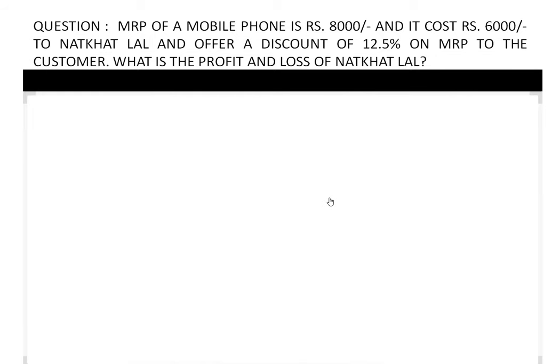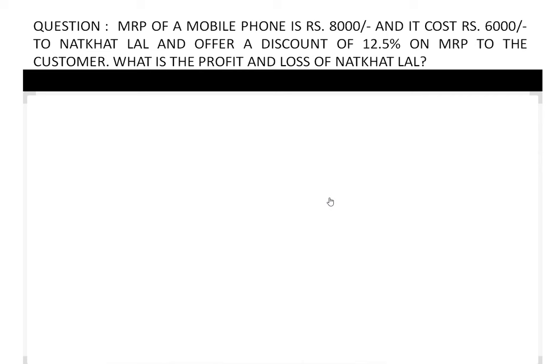Here the MRP of a mobile phone is rupees 8,000 and it cost rupees 6,000 to Natkhat Lal, and Natkhat Lal offers a discount of 12.5% on MRP to the customer. What is the profit or loss of Natkhat Lal? So here basically the MRP of that mobile phone is given. The shopkeeper is offering a discount of 12.5%.